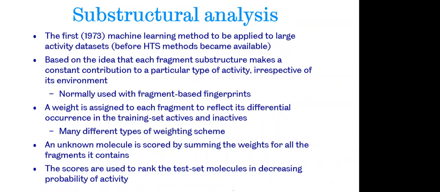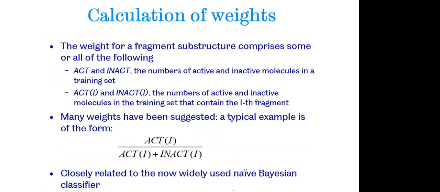We work on the test set based on the training set, and those weights are summed against the test molecules, and they consider the probability of the activity. And the calculation of the weights, nothing but the scores, a typical example is like active divided by active plus inactive. Like the number of molecules that are active and the number of molecules that are inactive, both.